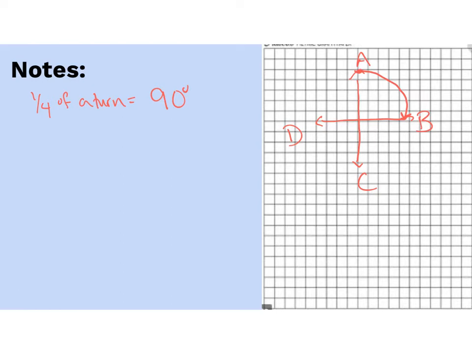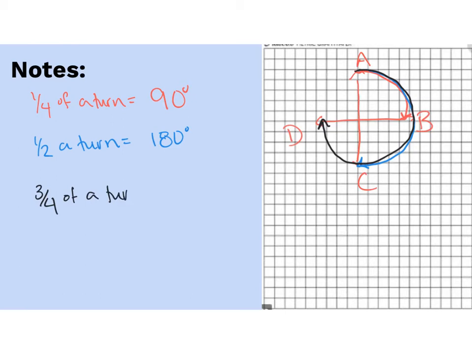And I'll switch colors. If you have a shape and you look at a point and it moves a full half a turn, so from A to C, half a turn is half a circle, so that's 180 degrees. And then black. If I start from A and I'm going clockwise and I move all the way to where point D is, that would be 3/4 of a full turn, and that is 270 degrees.